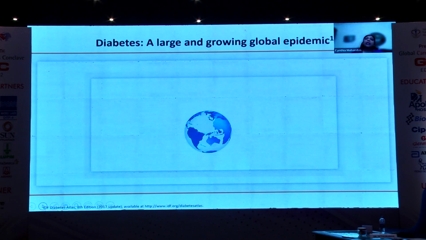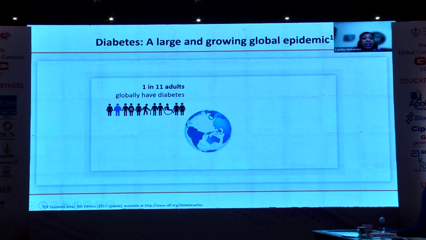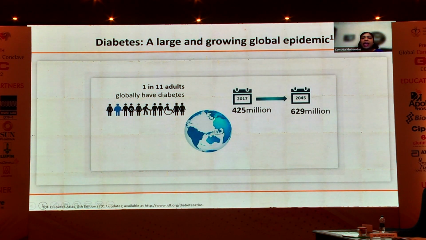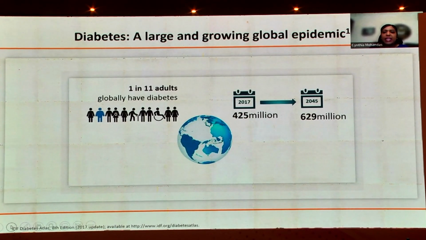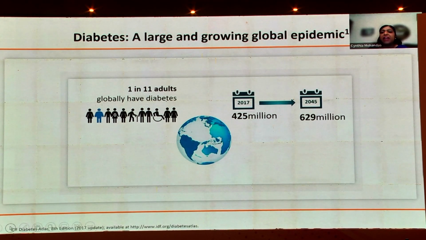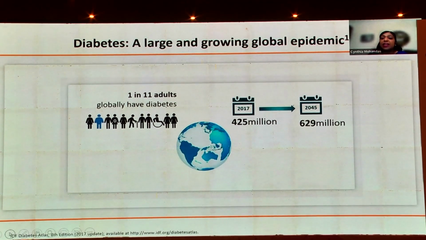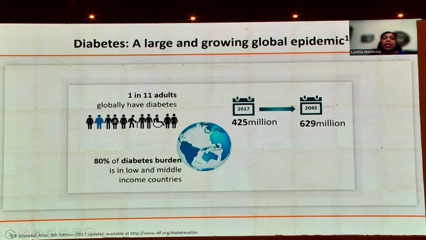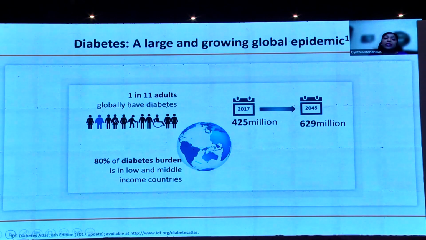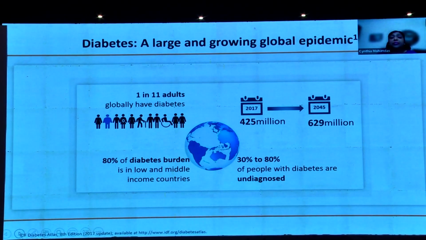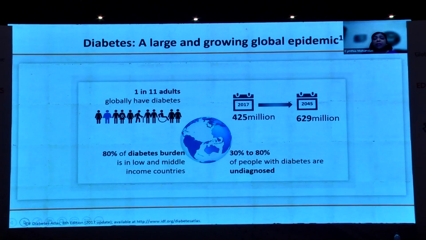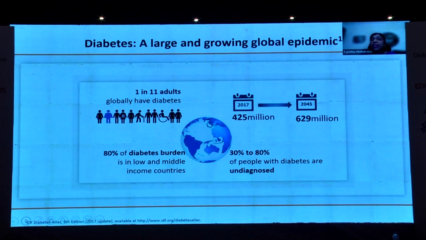And as we all know, diabetes is a large and growing global epidemic. 1 in 11 adults globally have diabetes. And in 2017, there were 425 million people with diabetes. And in 2045, it will be 629 million. And 80% of the diabetes burden is in low and middle income countries such as Asia and Africa. And also 30 to 80% of people with diabetes are undiagnosed depending on the screening programs in the country.